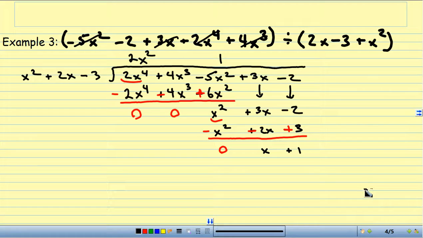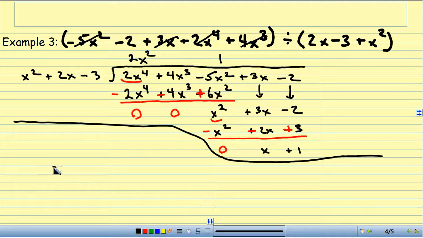So in this case, I have an answer, and I'm going to run out of room, so I need to put it here. My answer that I have is, at the top, I have 2x squared plus 1 plus, now my remainder, and that's x plus 1 all over x squared plus 2x minus 3.